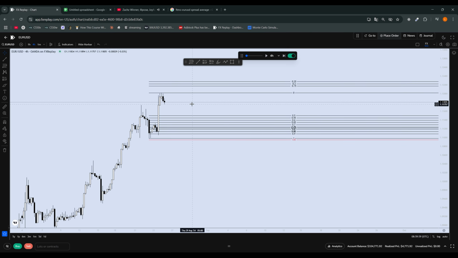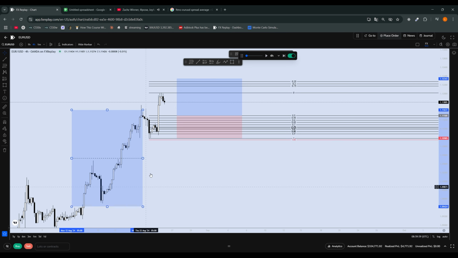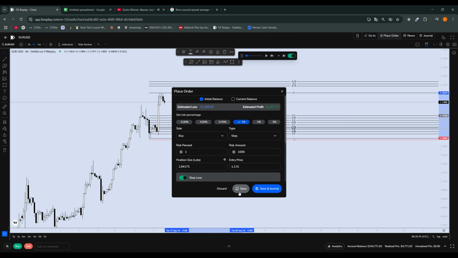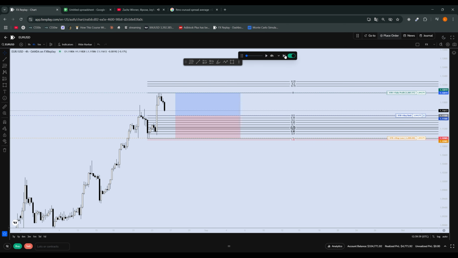Keep on going. So I can choose to not focus on this one range because I didn't like it a lot.